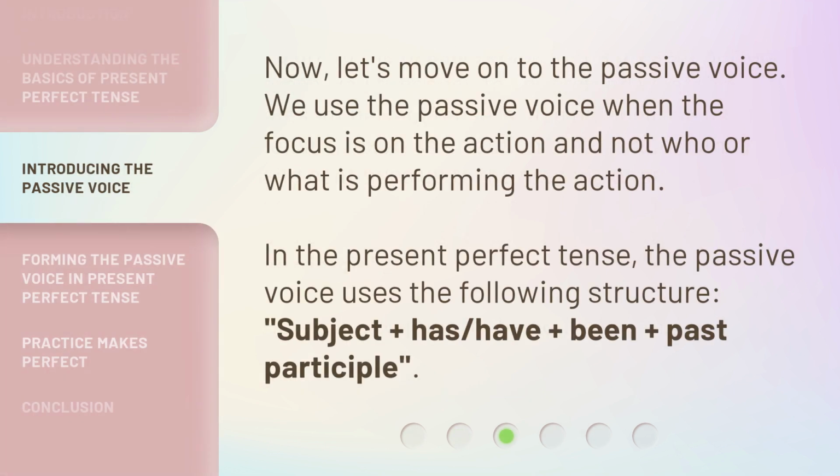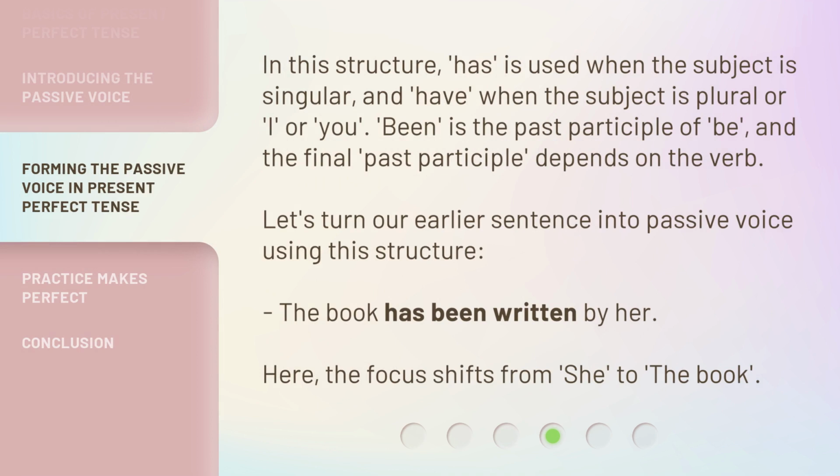Now, let's move on to the passive voice. We use the passive voice when the focus is on the action and not who or what is performing the action. In the present perfect tense, the passive voice uses the following structure: subject plus has/have plus been plus past participle. In this structure, has is used when the subject is singular, and have when the subject is plural or I or you. Been is the past participle of be, and the final past participle depends on the verb.